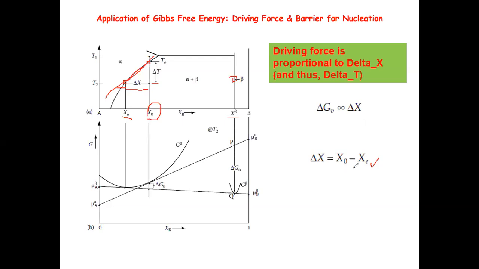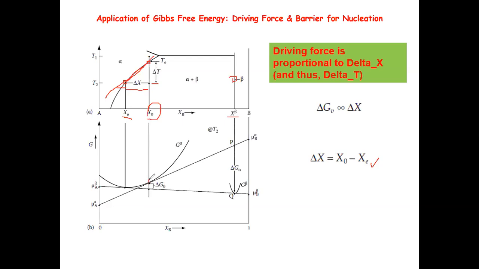And what is delta X? It is the difference between X naught, which is the overall composition of the system, and XE, which is the equilibrium composition associated with imposed supercooling. So that's basically this. And if you look at delta GV, basically what is delta GV is this guy, right?